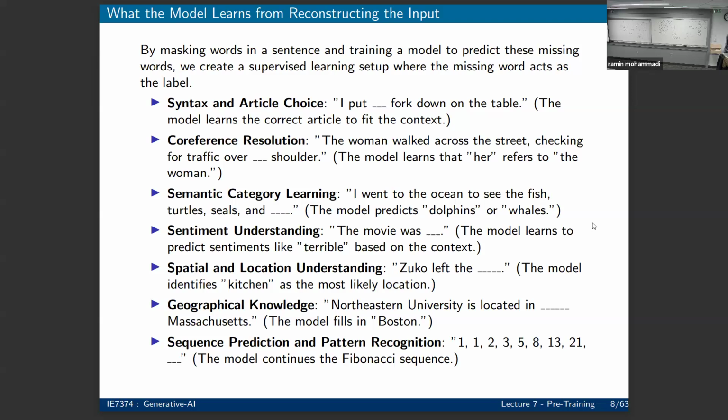You have spatial and location understanding. Zuko left, the model needs to understand that, based on the syntax or the context, maybe he left the kitchen, or maybe left the room. That's understanding of spatial and location. Then you have geographical knowledge. A university located in, you leave something empty, and the model should say Boston, for example, or Boston, Massachusetts. And then sequence prediction: you put in the Fibonacci sequence and leave something empty, and the model needs to be able to predict that.